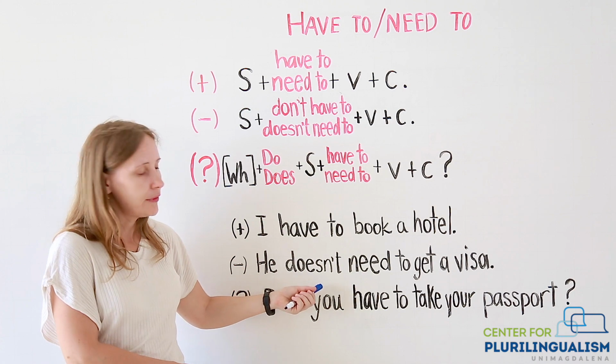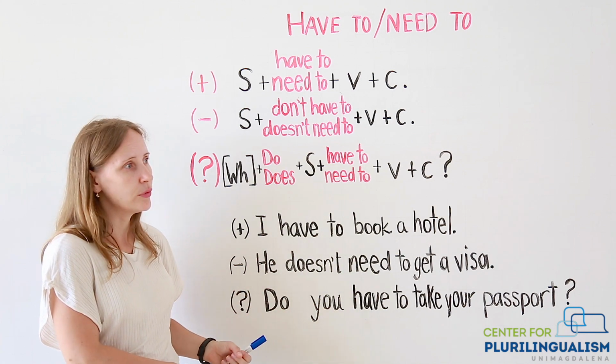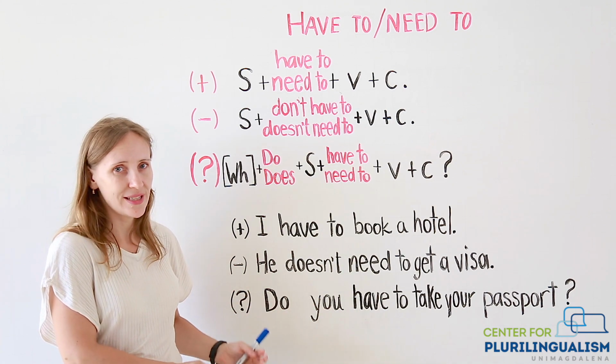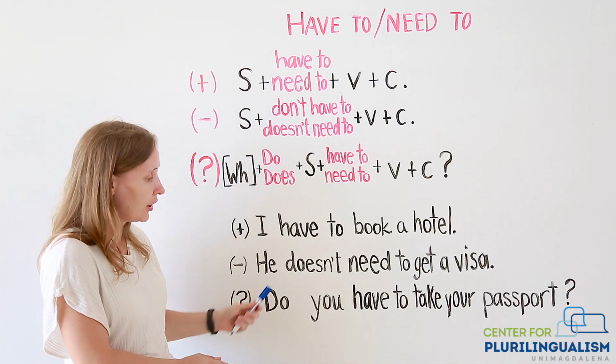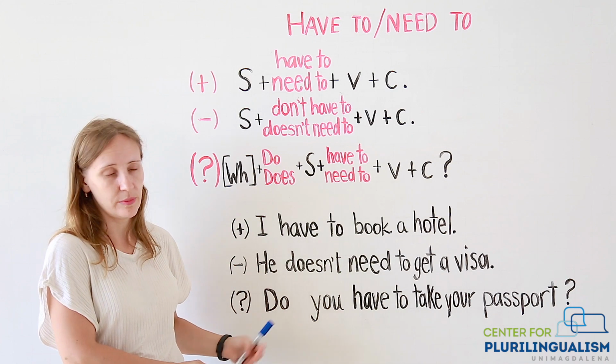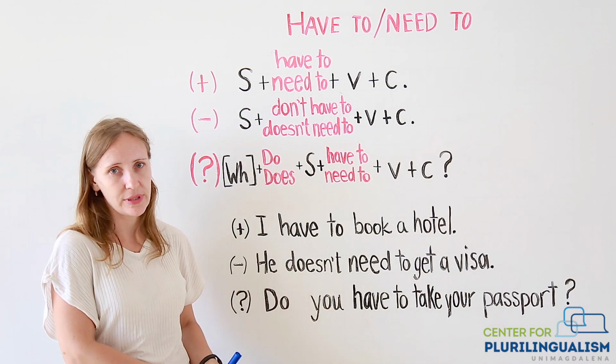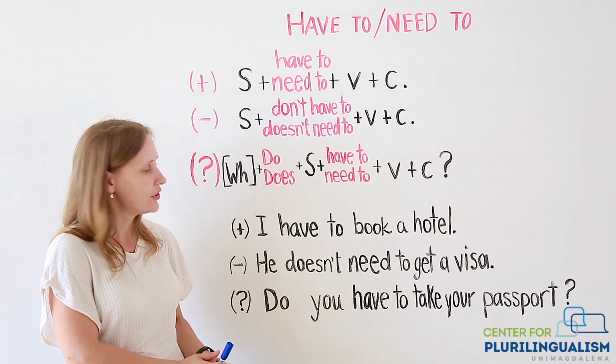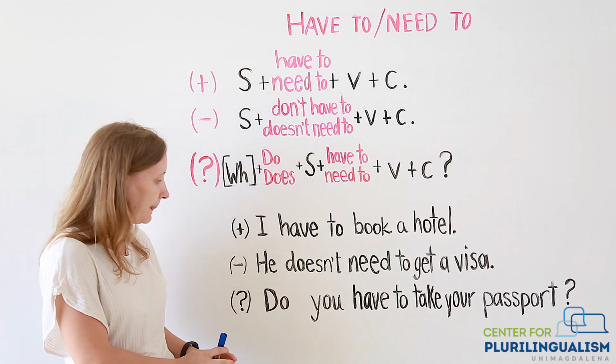So let's say if you want to travel to Panama or Peru or some other countries, yes, you don't need to get a visa or you don't have to get a visa because Colombian people can travel to these countries without visa. So it's not an obligation to do it, okay?